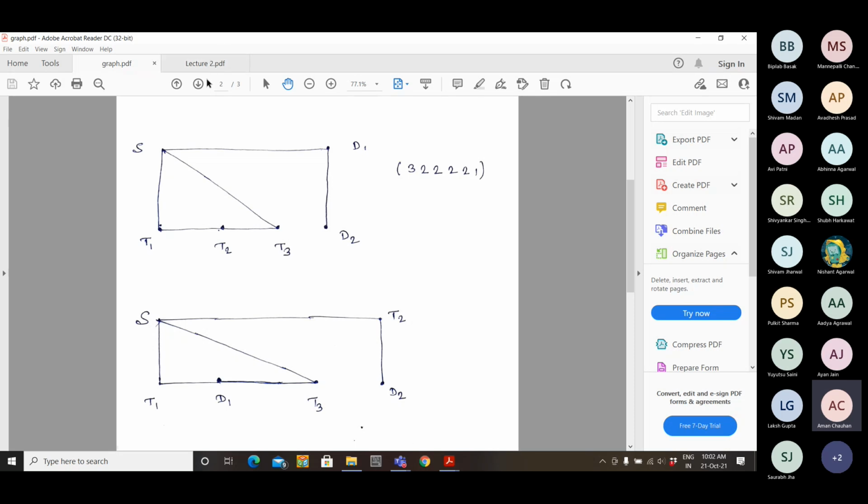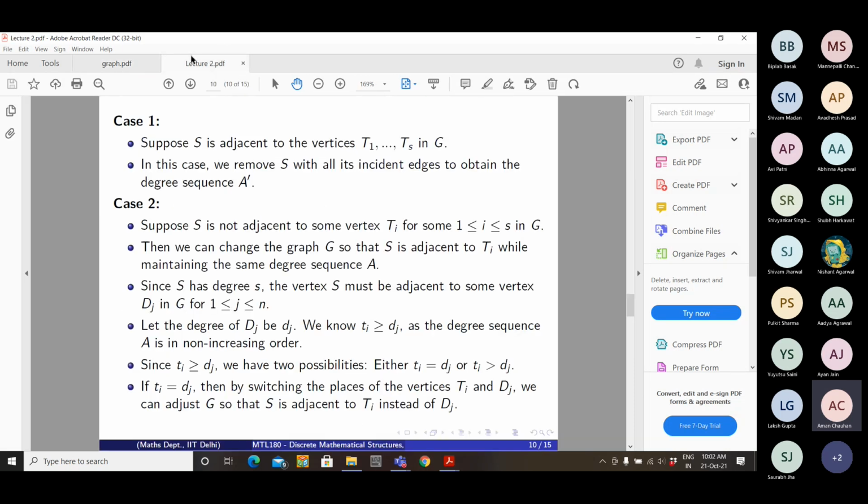Okay, so we have a graph where S is adjacent to T1, T2 and T3. In general, we get a graph where S is adjacent to T1, T2 up to Ts, but not adjacent to D1, D2 up to Dn.